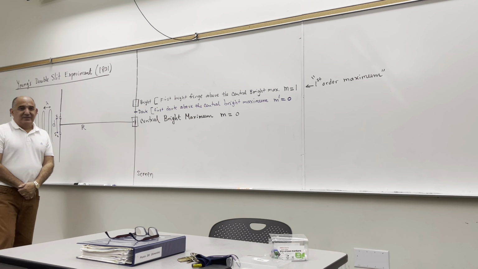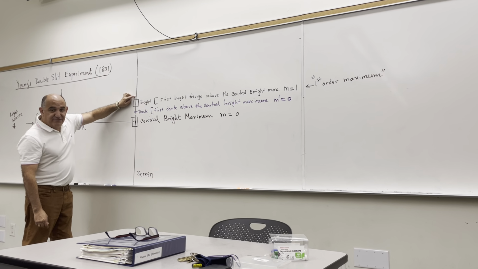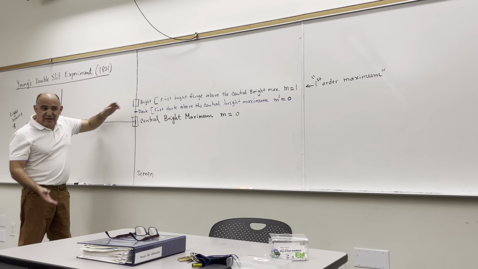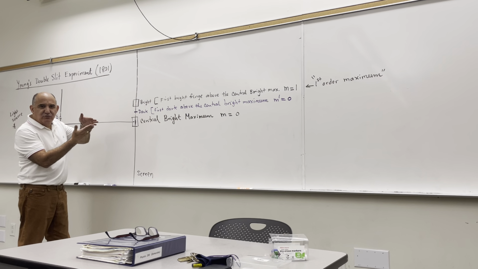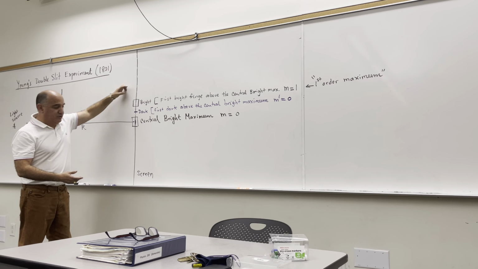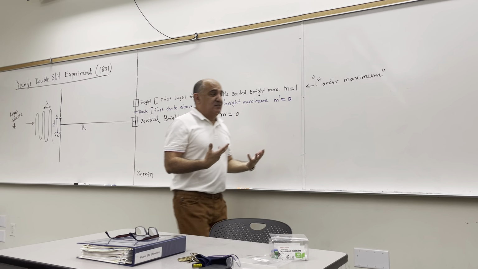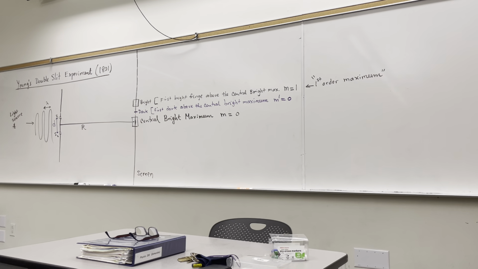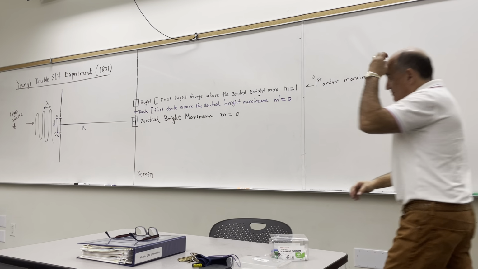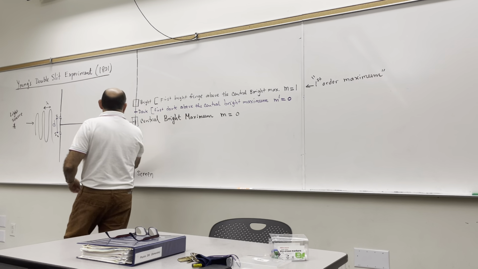If I keep moving up from the center, then the difference in the distances traveled by the waves is going to get even longer. So what am I going to reach next? Am I going to get to 2 lambda or 3/2 lambda? 3/2 lambda. So therefore it'll be dark, which means I have to draw another line like this.